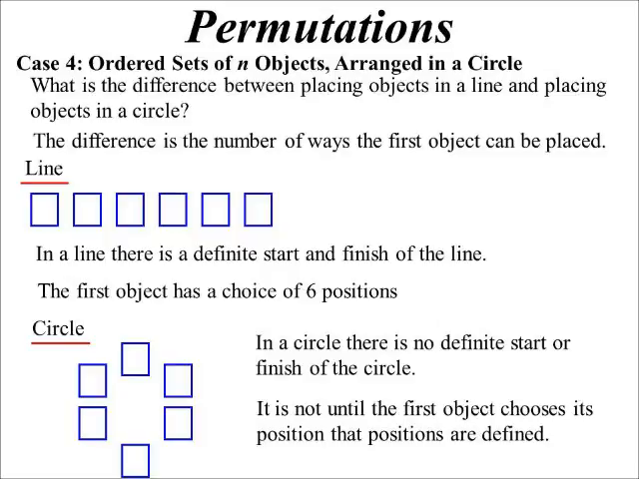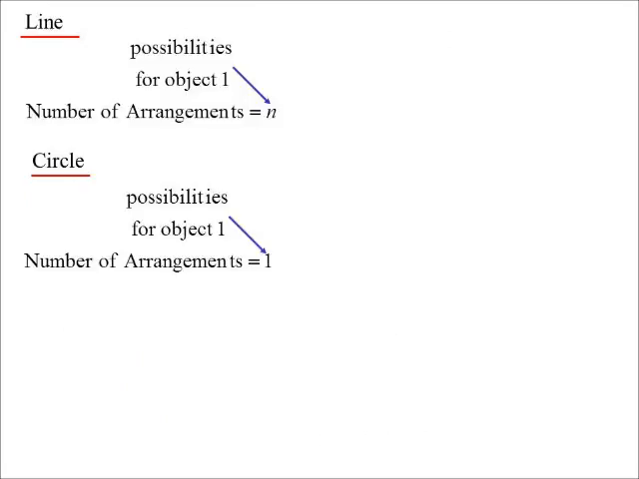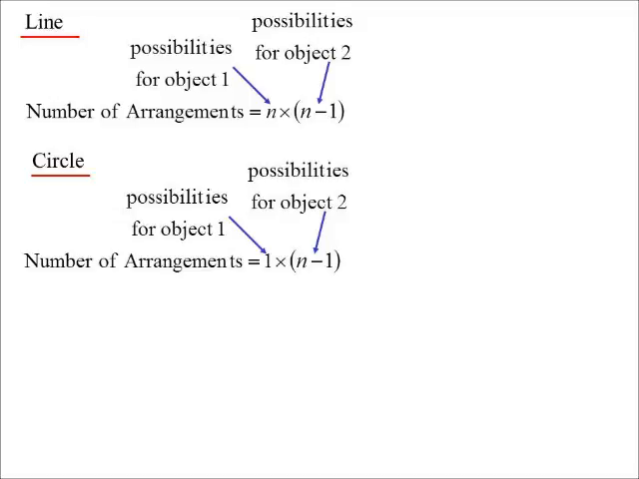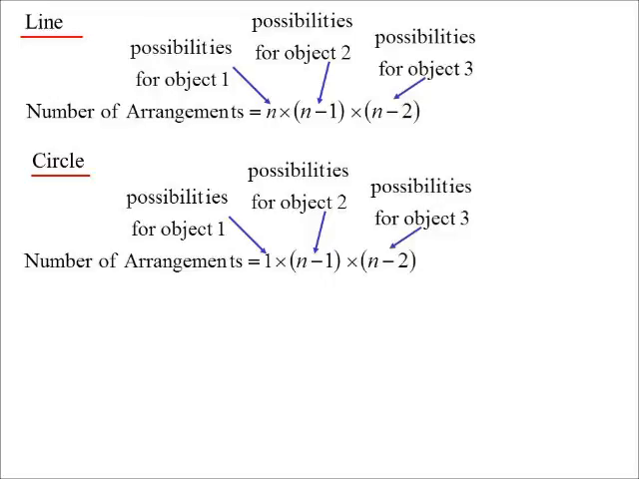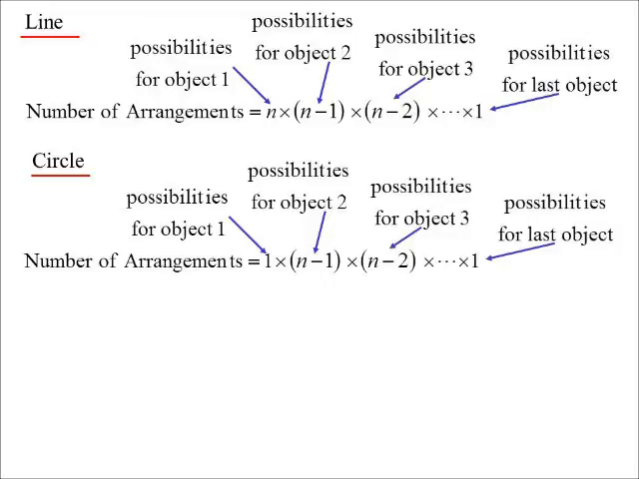Okay. So, in a line, first object, n. Whereas in a circle, first object, 1. But now the object's in a circle, the rest becomes the same. Second object, n minus 1. There's n minus 1 spots left in the circle now. N minus 2, and so on, till we place the last object. So all that's affected is that first object.